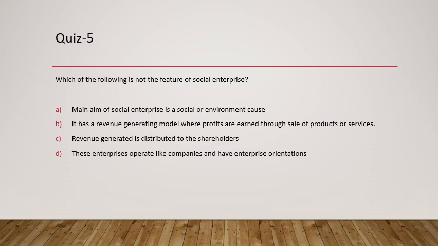It is revenue generated is distributed to the shareholders, which is option C. So why is option C not the right answer? Because when the revenue is generated by social enterprises, it is spent for social cause. That is the reason this is not the answer.